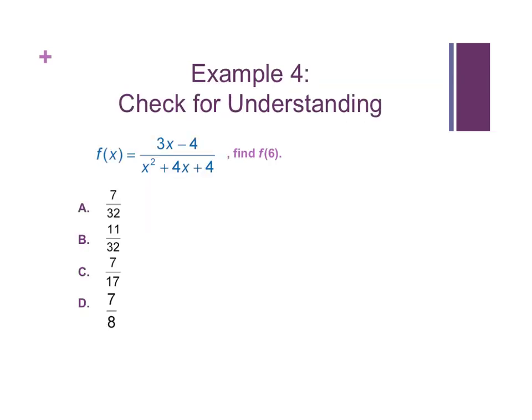Okay, in example 4, check for understanding, I have the function f of x equals (3x minus 4) divided by (x squared plus 4x plus 4), and I want you to find the value of f of 6. You have 4 choices, A, B, C, and D. A is 7/32, B is 11/32, C is 7/17, and D is 7/8. Go ahead and work out this problem and then submit your answer.